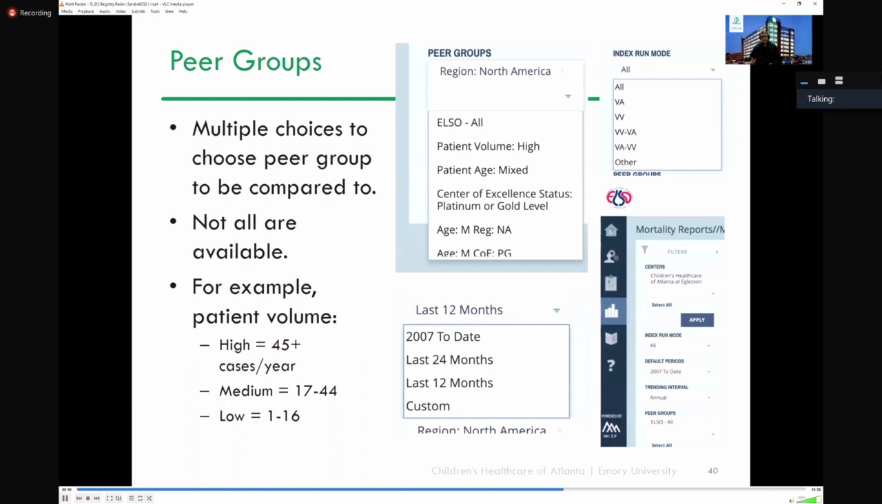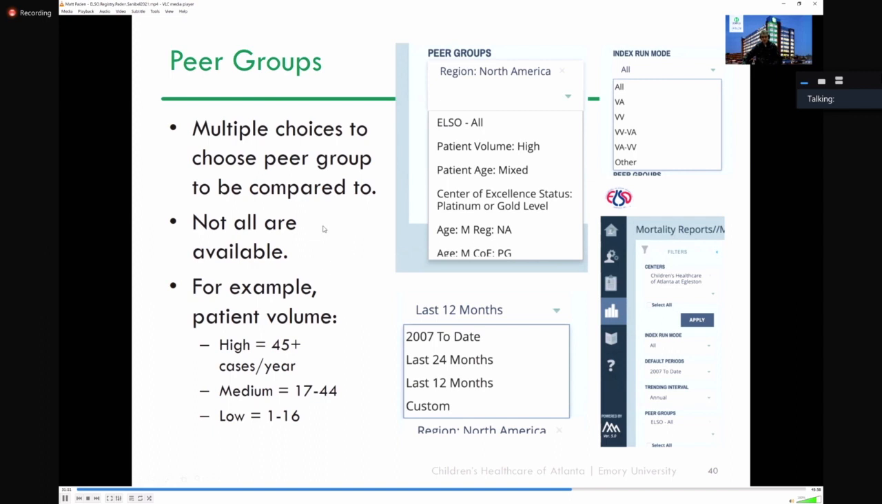Now, that in and of itself is useful, but another really interesting portion about this is you can compare yourself to other peer groups, and you'll have multiple peer groups that you can choose from. For me, one of these drop-down menus has all of the different peer groups that I can compare to. So I can compare myself to the rest of North America, to higher volume centers, all of ELSO, centers that have won the Center of Excellence Award, and things like that.